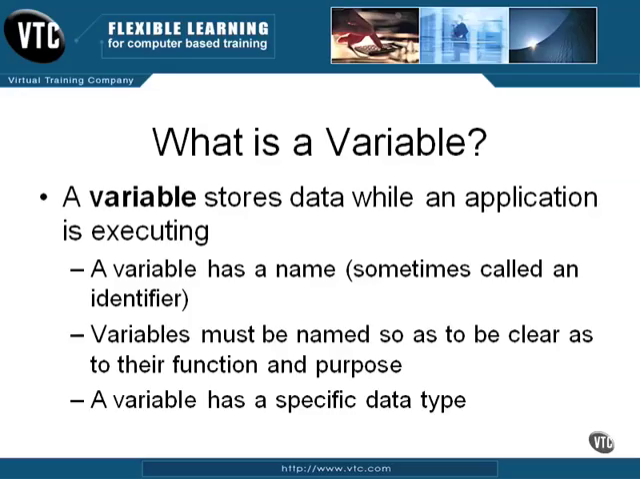In this movie, we will discuss variables. A variable is essential to the programming process. A variable will store data while an application is executing. A variable will have a name. It will be a name that you, the programmer, will create. This name is sometimes called an identifier. Variables must be named so as to be clear as to their function and purpose. And a variable has a specific data type.